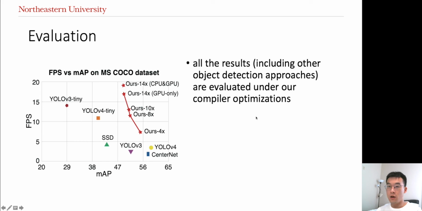Here is a figure of FPS versus mAP of different works, and all the results, including other object detection approaches, are evaluated under the same compiler optimizations. Our YOLObile lies in the top right of the chart, outperforming other representative reference works in both accuracy and speed. Our work provides a Pareto optimal trade-off solution that maintains both the accuracy and the speed.